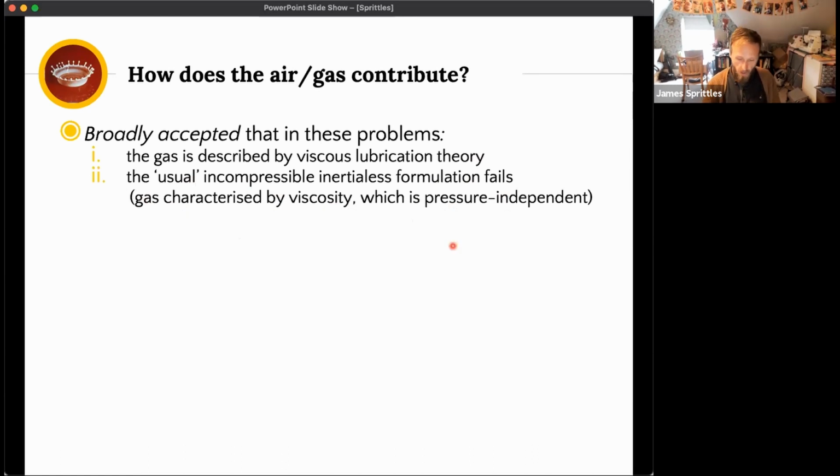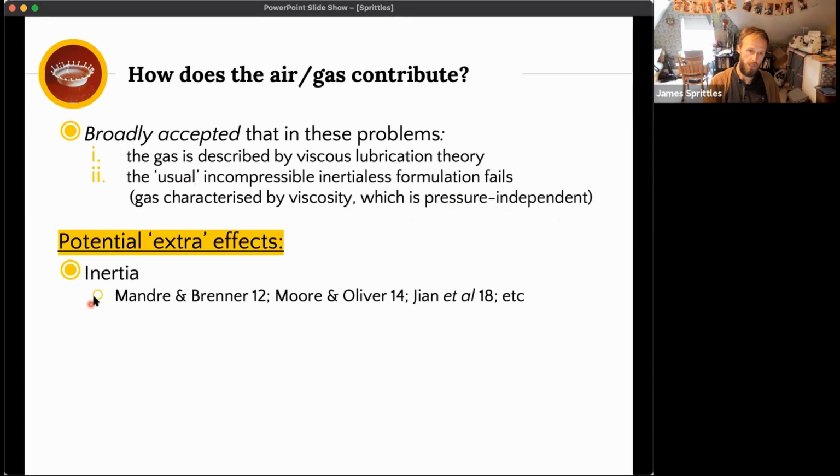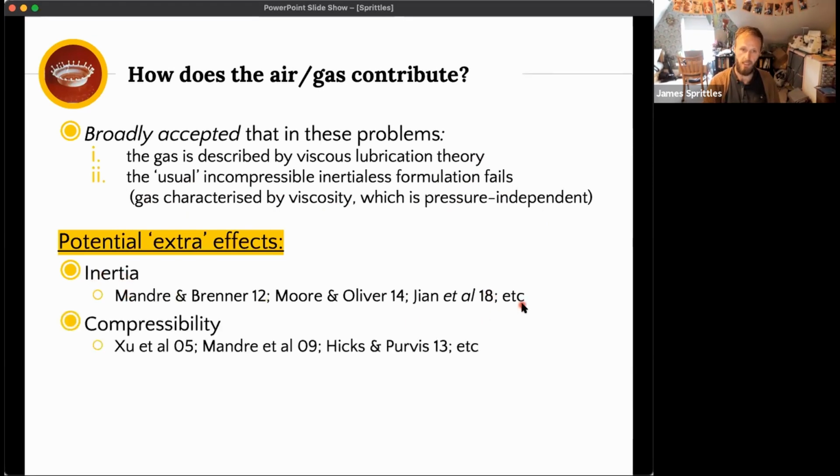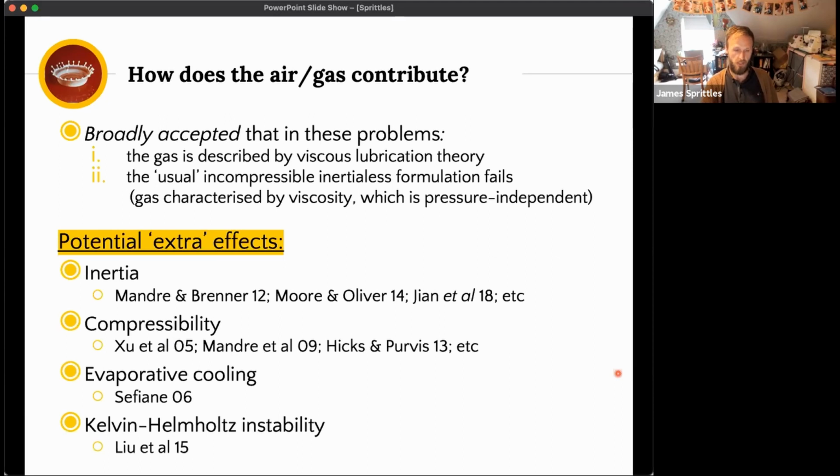So there was a whole host of articles looking at what to add to this formulation to account for this dependence on ambient pressure. People have suggested that inertia is important, and certainly it will be in some cases. That compressibility is what adds the effect, evaporative cooling, or Kelvin-Helmholtz instability. So these are just a few of the articles on this that I mentioned.